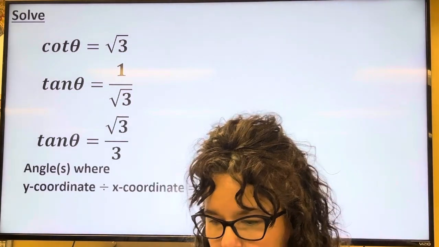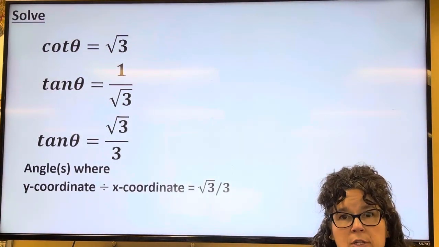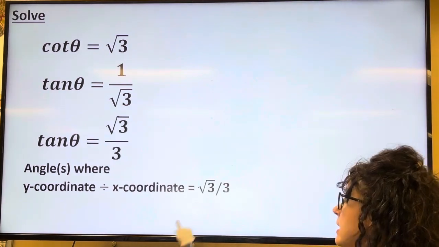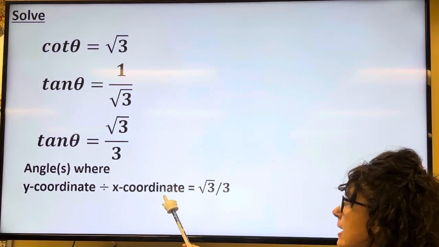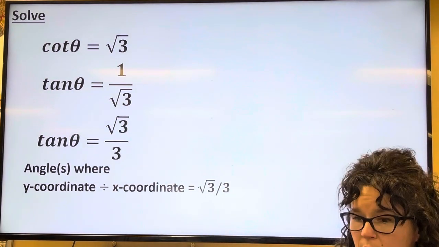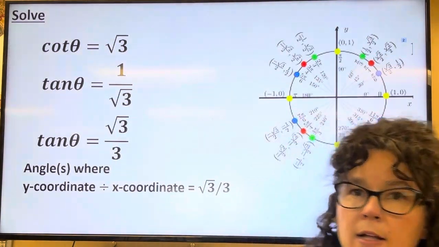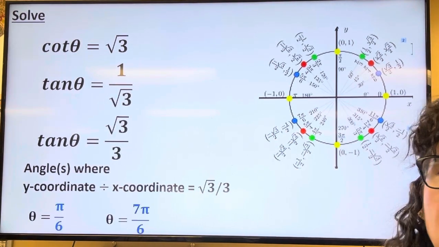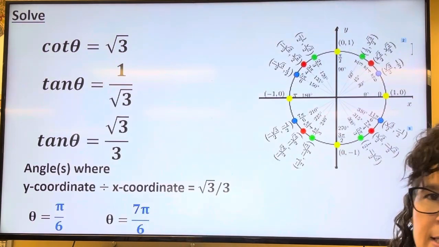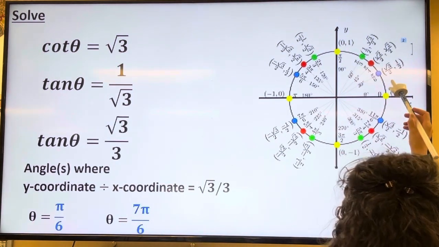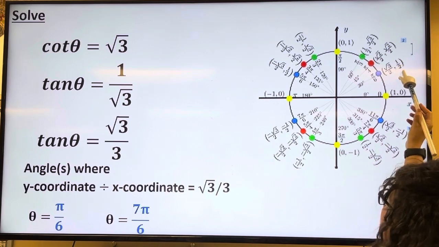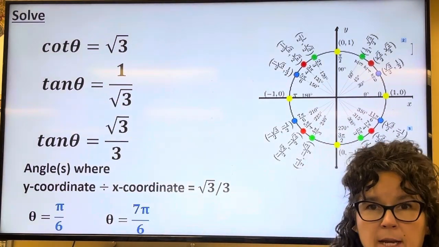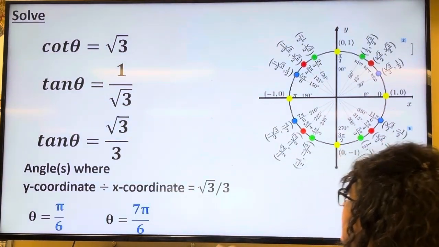Tangent is the y-coordinate on the unit circle divided by the x-coordinate. So if I go looking around the unit circle for where the y-coordinate divided by the x-coordinate equals positive root 3 over 3, that can take a little while if you use this method, but if I start going through looking, I'm going to find out that happens at both pi over 6 and 7 pi over 6. At pi over 6, for example, I'd be taking 1/2 divided by the square root of 3 over 2, and that gives me root 3 over 3. And then the same thing there at 7 pi over 6.